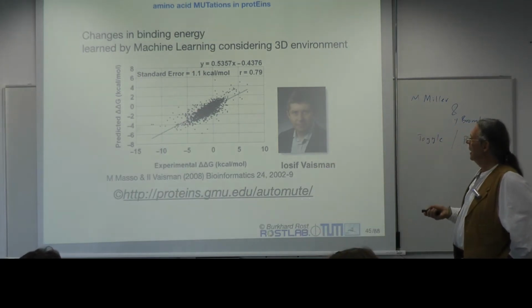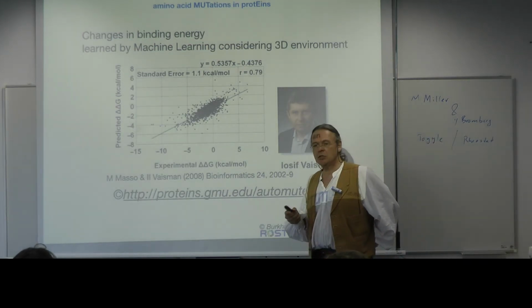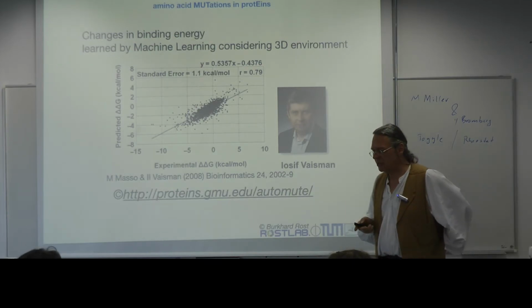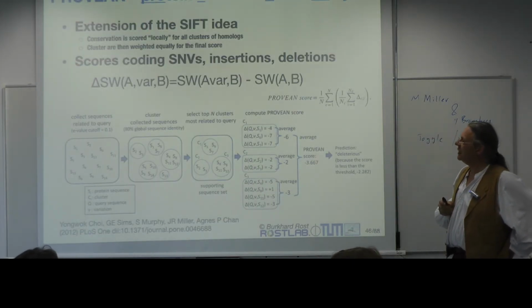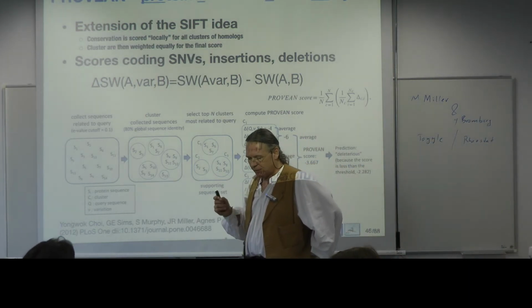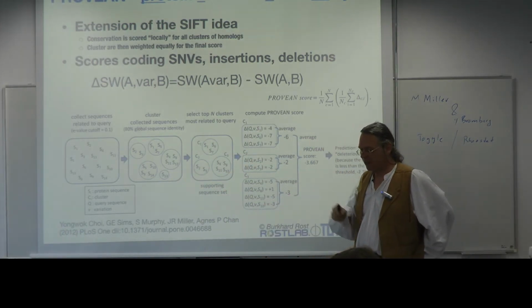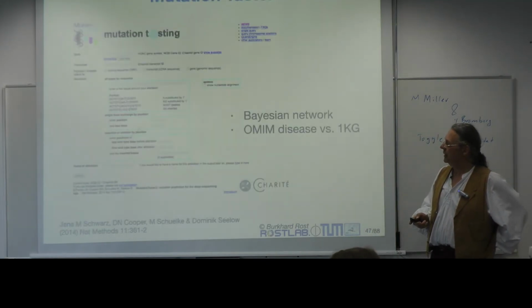AUTO-MUTE, Josef Weissman, is a way to look more at the energy of binding and look at differences in the energy of binding. So look again more at the understanding. PROVEAN is an extension essentially of SIFT, and it introduces a concept that I will explain in a few more slides, where we look at family specific. I'm going to skip over that.